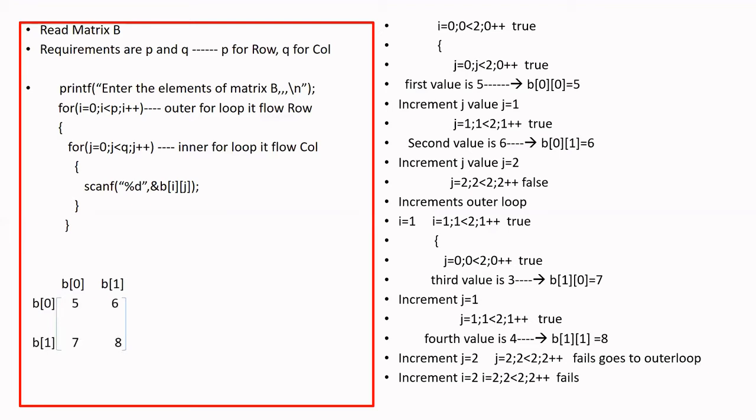So that is B00, 5 is the value. B01, 6 is the value. B10, 7 is the value. B11, 8 is the value. So now the inputting of the two matrices is done. So this is how you can input values to a matrix.